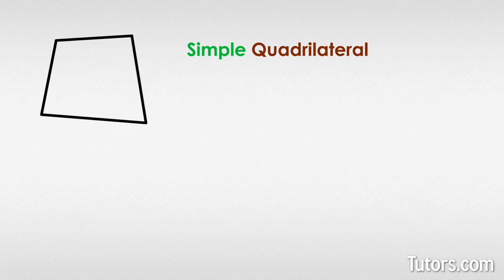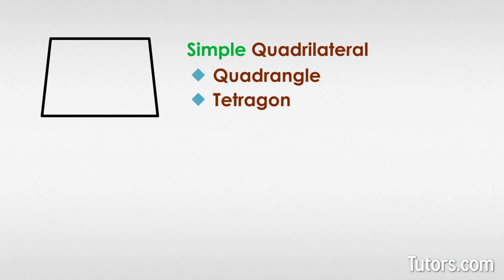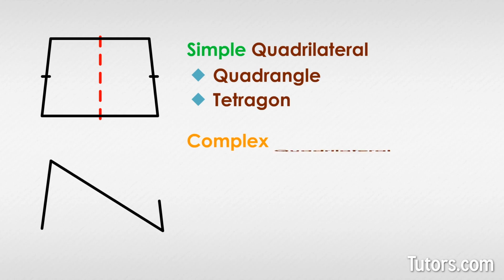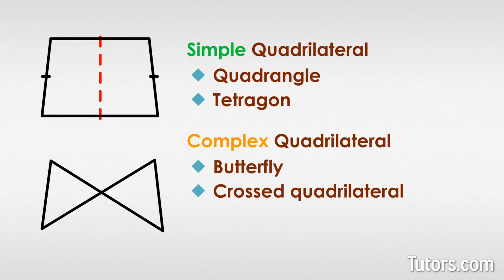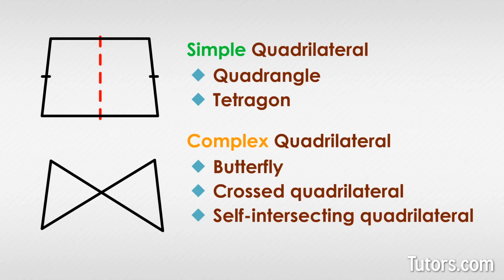That's it. A simple quadrilateral is also called a quadrangle or a tetragon. A simple quadrilateral will be symmetrical if it has at least one pair of congruent sides. The complex quadrilateral has other names too: butterfly, crossed quadrilateral, self-intersecting quadrilateral, or bow tie.